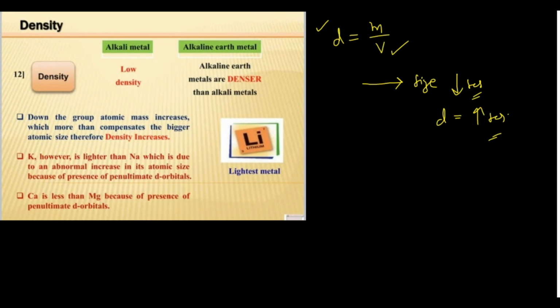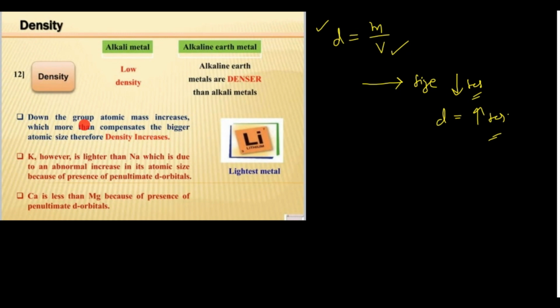Down the group, the atomic mass increases. When you move down the group, whether you are observing the alkali metals or the alkaline earth metals, it will not make any difference. So down the group, atomic mass increases, which more than compensates the bigger atomic size. Therefore, that's why the density is less than the density of the magnesium. Why actually is this happening? Okay, fine.